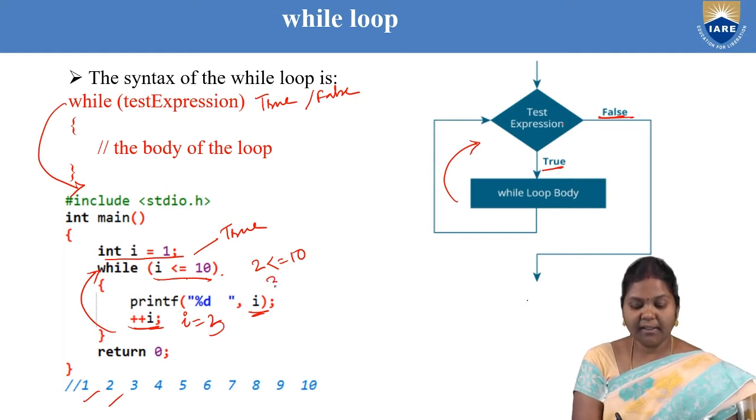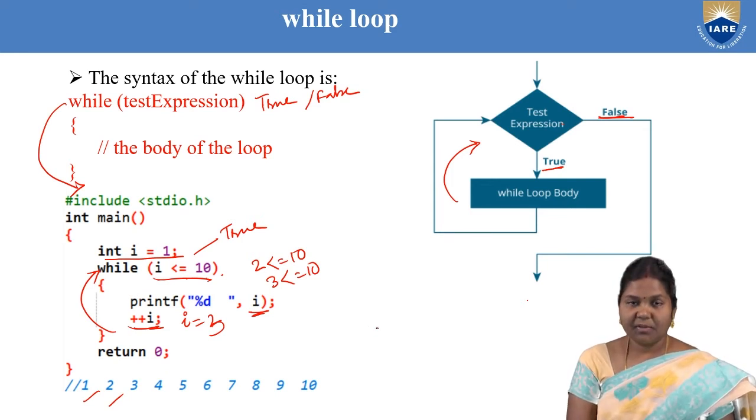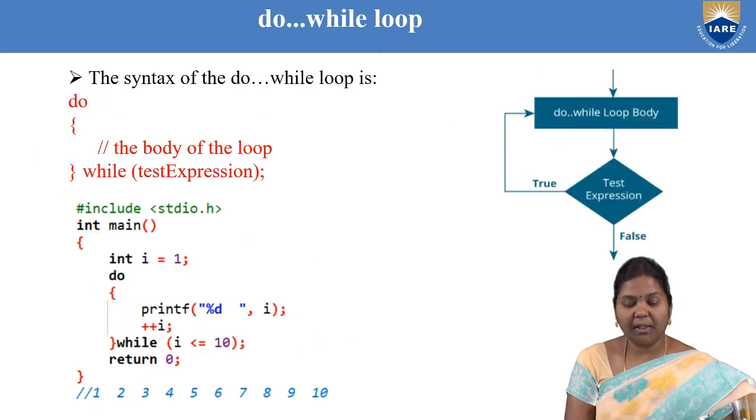Then so on. Then 3 is less than equal to 10. This process will be continuously done until I becomes 11. So up to I is 10. So 10 equals to 10 is satisfied. So it will display up to 10. When I becomes 11, then the loop condition is false and it will come out of the loop. So this is the basic while loop.